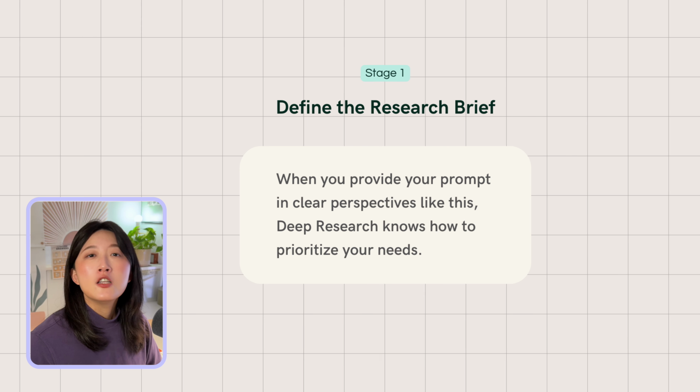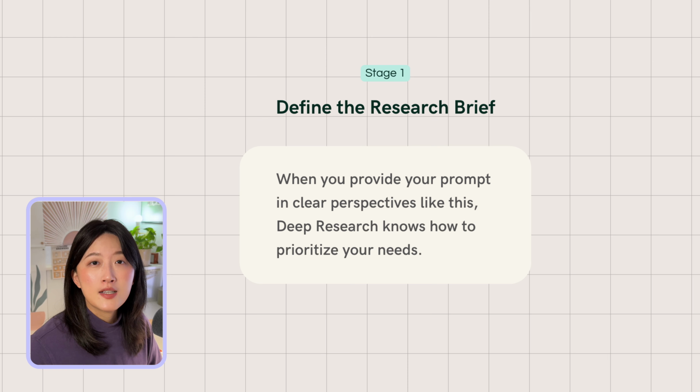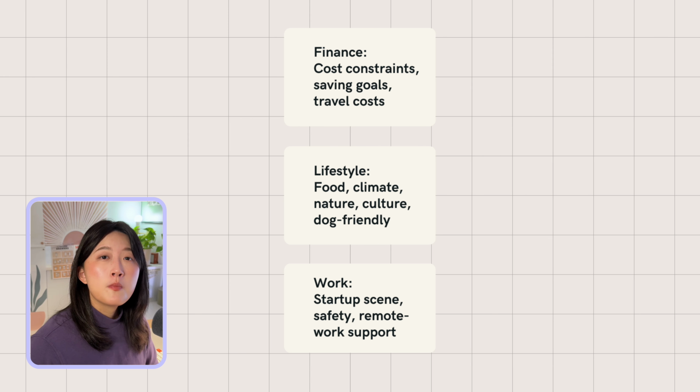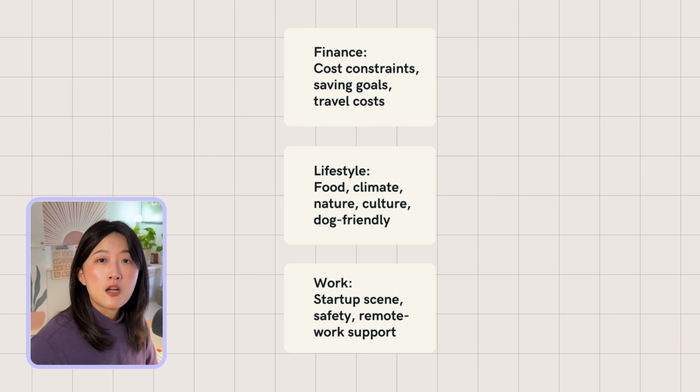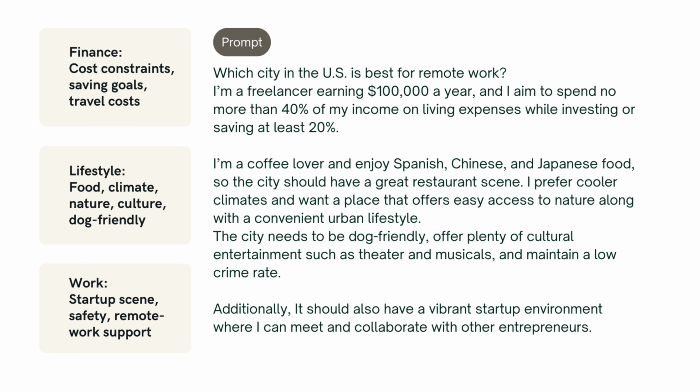With Deep Research, the first step is to give a well-defined prompt. For this task, I structured my prompt by adding the perspectives that matter to me: financial planning, lifestyle preferences, and work environment. This is the exact prompt I used. I start with the financial constraints. This sets realistic boundaries so Deep Research only looks at cities that match my budget. Then I add my lifestyle preferences because that shapes what daily life would actually feel like. And finally, I include the work environment factors so the recommendations align with how I work.